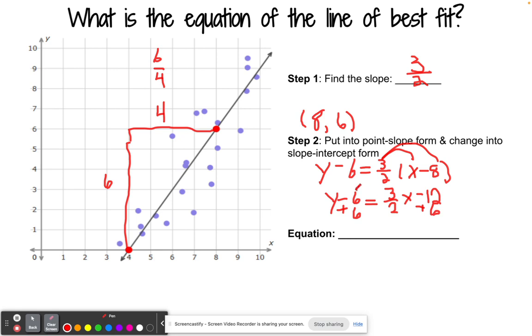This cancels out, and my slope-intercept form is y equals 3 over 2x. That's a 3, it's hard to see. And negative 12 plus 6 is negative 6. And again, if you follow this down, you know my y-intercept is going to be below 0.